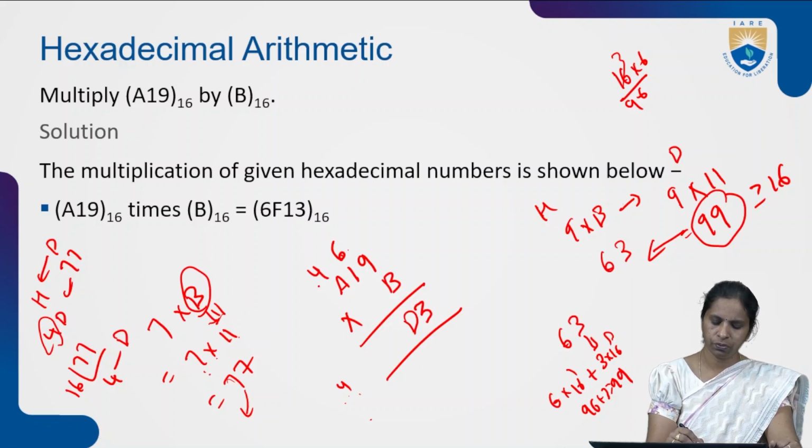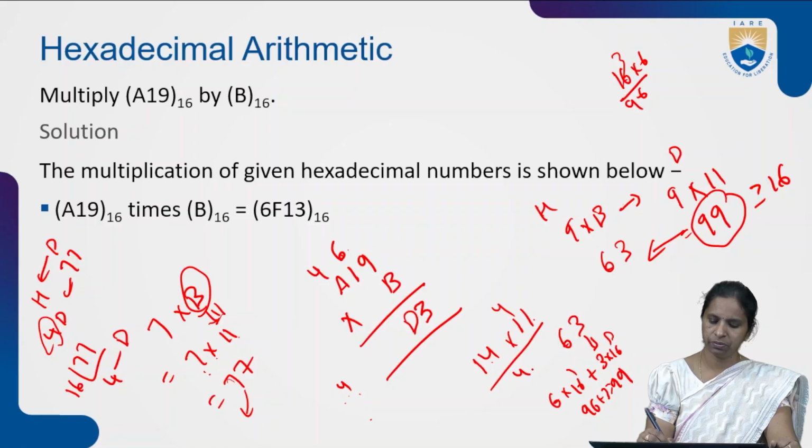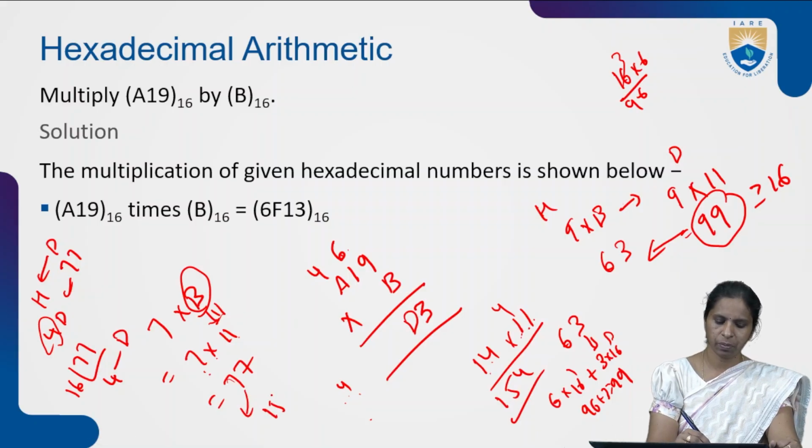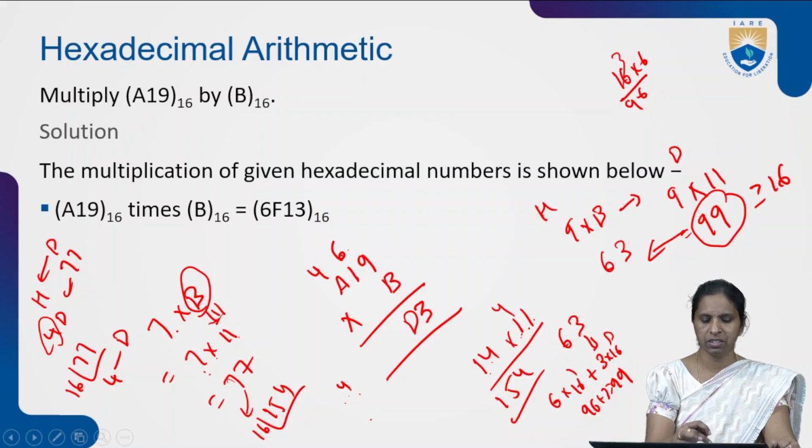Then 4 plus A is nothing but 14 into B. B is nothing but 11. Then what you are going to get here? 11 into 4 is nothing but 44, plus 11 into 11, which is 121, plus 1, that is 154. Now represent this 154 in the hexadecimal number system. For that, what you have to do? Later you will see the conversions from one number system to another number system.